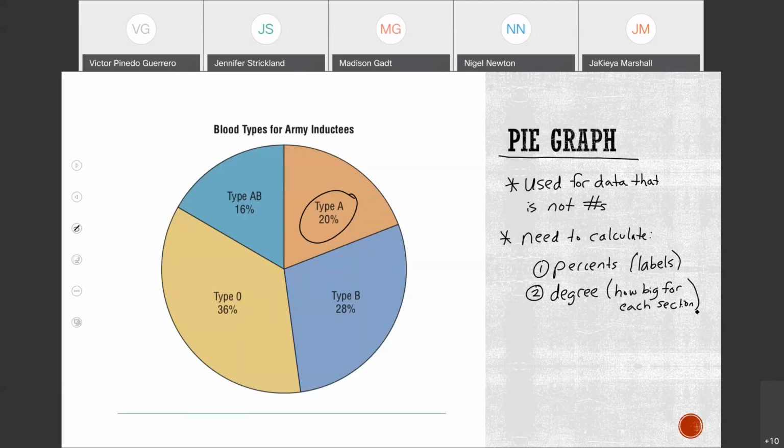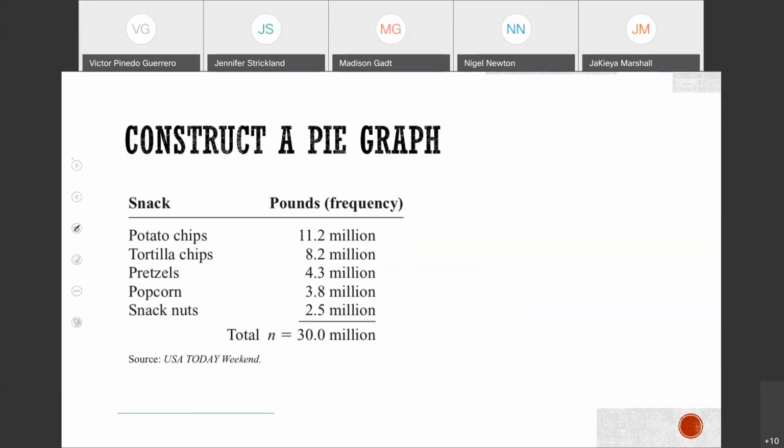All right, so let's look at an example on a pie graph. All right, so again, if you want to take a minute and jot this down, we've got snacks, potato chips, tortilla chips, pretzels, popcorn, snack nuts, and then we've got the pounds or the frequency for each one. I'll give you a minute if you want to write it, or if you want to take a picture of it if you're at home, or whatever you want to do with that. I'll give you just a minute to get it down.